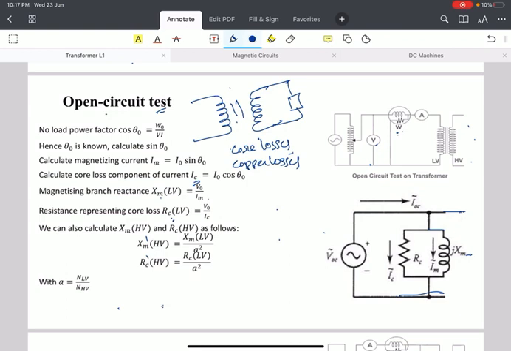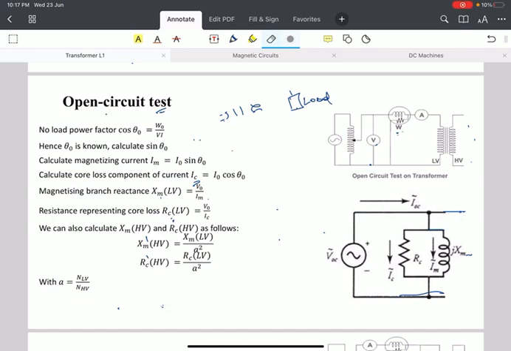But it is not really practical to load the transformer and test its efficiency, because you have to arrange the load in order to apply the rated load to the transformer, and just for the sake of testing, there will be a loss of power. So it is not really practical to load the transformer and test it. So therefore we perform two tests, open circuit and short circuit test, in order to find the losses in a transformer.